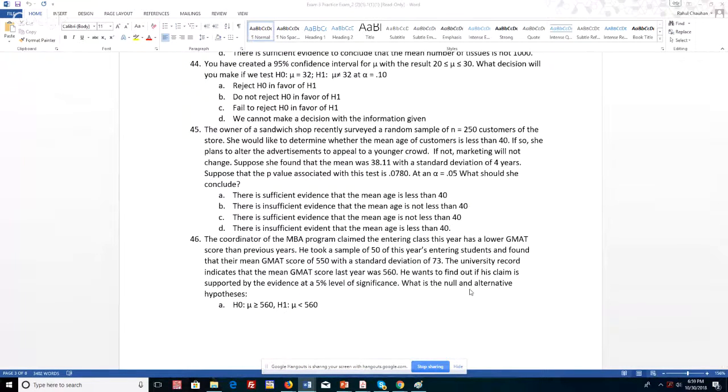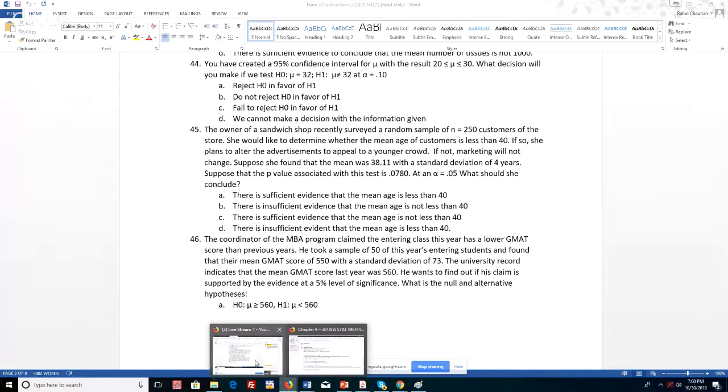Okay, the owner of a sandwich shop recently surveyed a random sample of 250 customers in the store. She would like to determine whether the mean age of customers is less than 40. If so, she plans to alter the advertisements to appeal to a younger crowd. If not, marketing will not change. Suppose she found that the mean was 38.1 with a standard deviation of 4 years, and suppose that the p-value associated with this test is 0.078. At an alpha level of 0.05, what should she conclude?